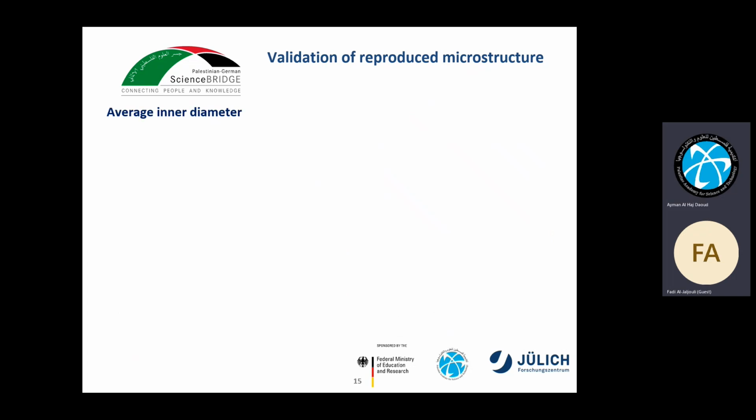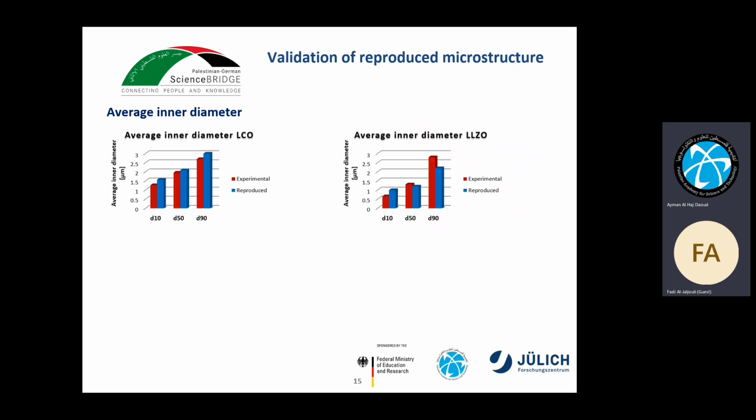In order to validate the reproduced microstructure, we started with the average inner diameter, and in this case, we are talking about the grain size of LCO and LLZO. For LCO, the average inner diameter of the reproduced microstructure was slightly higher, but close enough to the experimental one, but that was not the case with LLZO. In the reproduced structure, the average inner diameter of LLZO was lower than that of the experimental one. And this is actually affecting the relative conductivity, which is calculated from the conductivity of the phases in the framework.